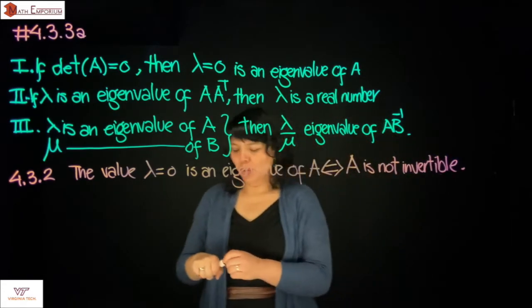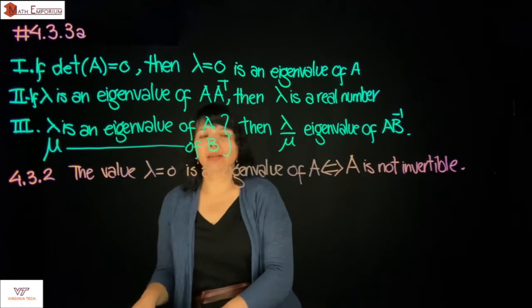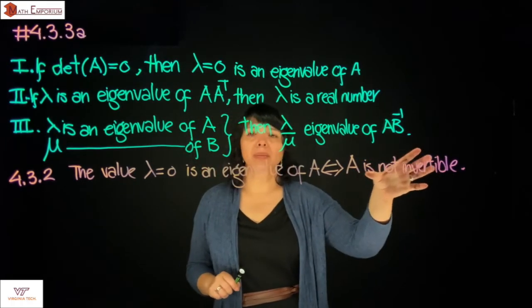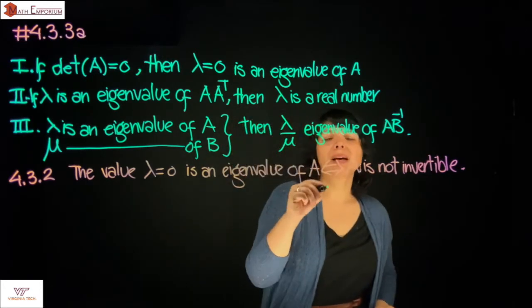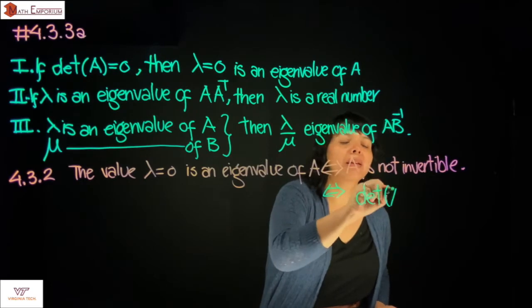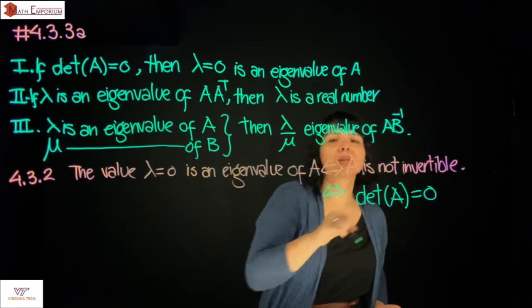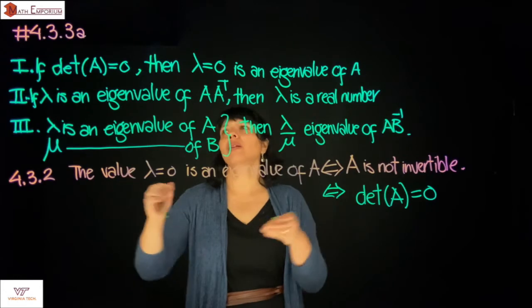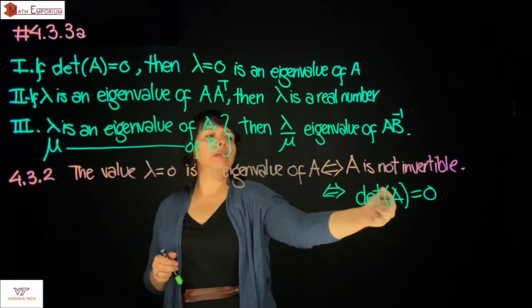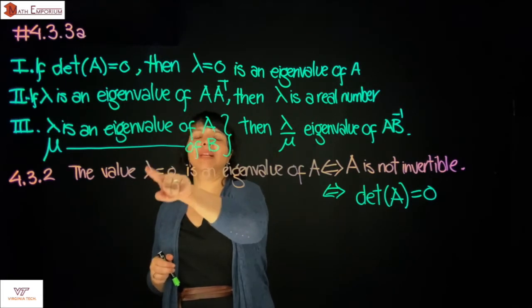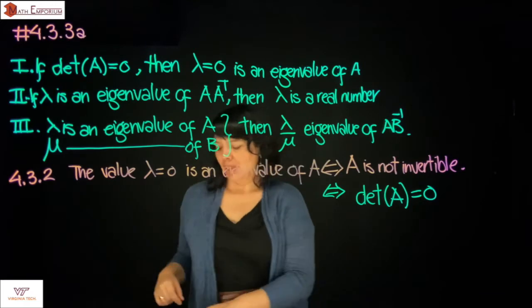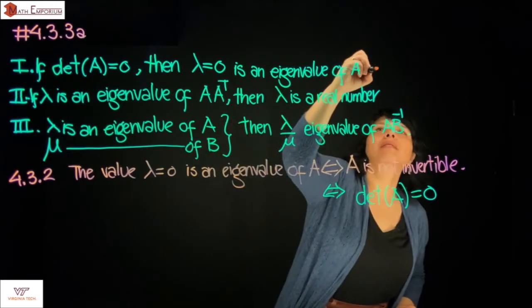And again, you need to do a little bit of putting together ideas here. We know that the condition for A not to be invertible is the same as having that the determinant of A has to be equal to 0. So when you put these two together, what you get is that the determinant of A is equal to 0 implies that the value of lambda has to be 0. And again, that makes this true.